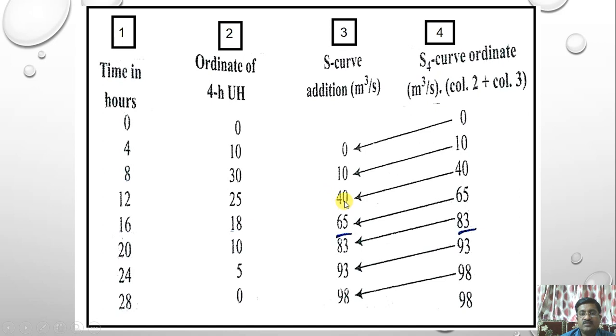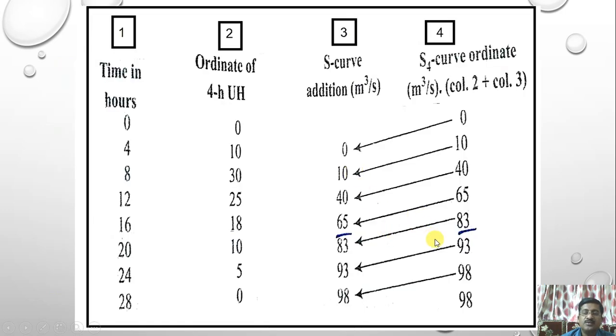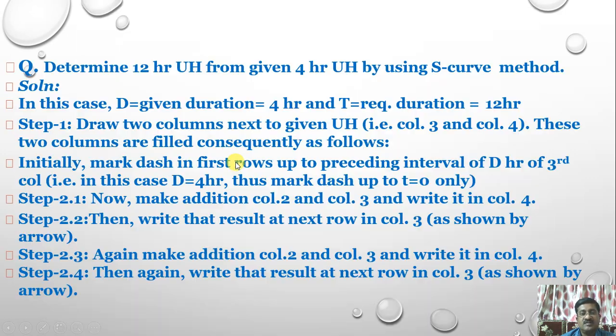Then 40 is brought again to the next point. So 25 plus 40 is 65 meter cube per second. Similarly you are going to calculate the rest: 0, 10, 40, 65, 83, 93, 98, 98, and you can plot it to get the curve like this. So it is very simple.